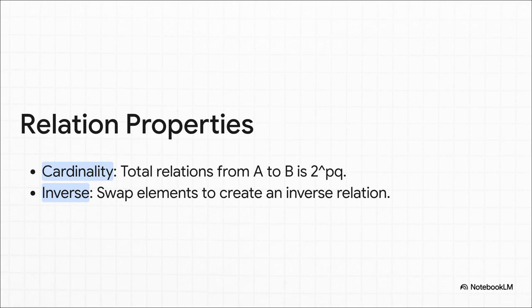And what if we ever need to hit reverse? We use an inverse relation. You literally just flip the ordered pairs backwards. So an inverse relation from B to A simply swaps the elements. An AB pair just becomes BA.